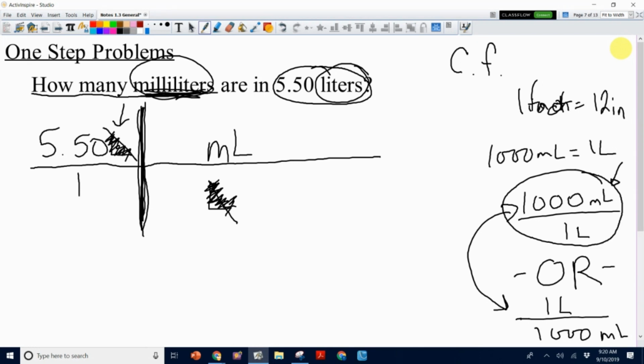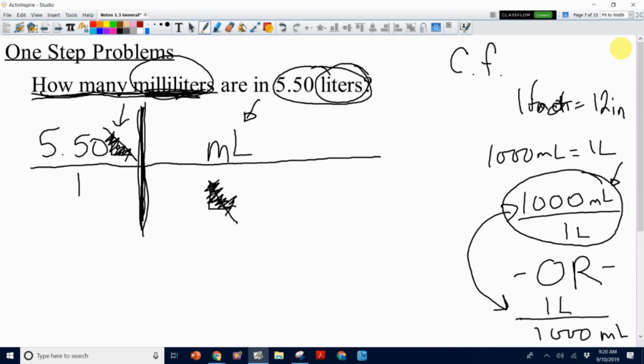What that means is you look at the unit that's in the top here that you haven't canceled out and ask yourself, is that the unit that I want for my answer? Well, for this particular problem, it is, because we're wanting to know how many milliliters. All right, so the instruction is stop and do the math.